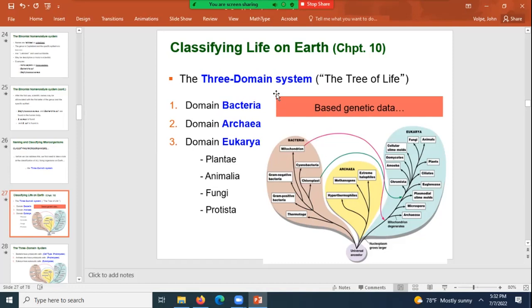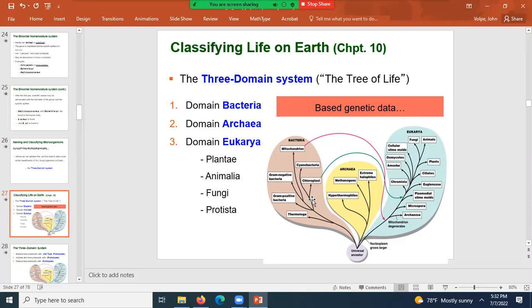So the domain is defined, and what you do to determine which domain you go to is you simply look at the sequence of DNA of that species. And all members of bacteria have a similar sequence of DNA, and it's much more similar to any member in the bacteria than it is to any member that is not in domain bacteria.